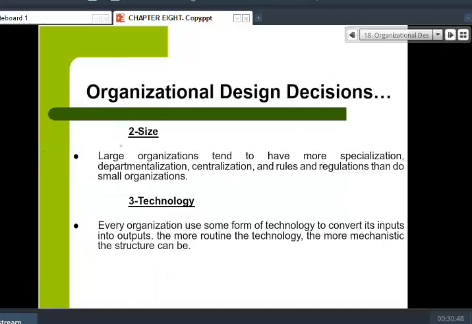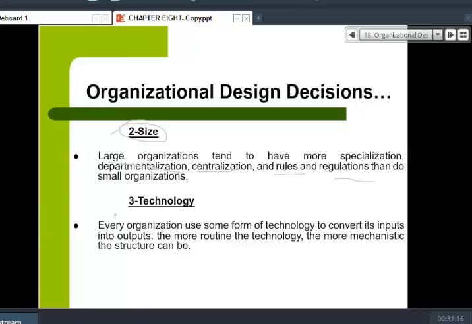Second is the size. Large organizations tend to have more specialization, departments, centralization, and rules and regulations than smaller organizations. Of course, the bigger organization always has more formalities. They have bigger departments, centralization, rules and regulations, and more contact with the external environment.